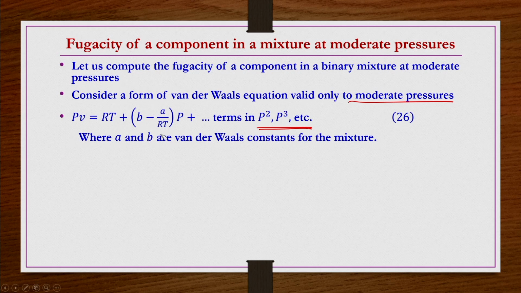How much N2 you have taken, how much O2 you have taken, that makes a difference in these A and B values. So, that is the reason these A and B values are available for pure components, and for mixtures we have to obtain them by using some mixing rules. We have some mixing rules, and those things also we will see now, where A and B are van der Waals constants for the mixture.